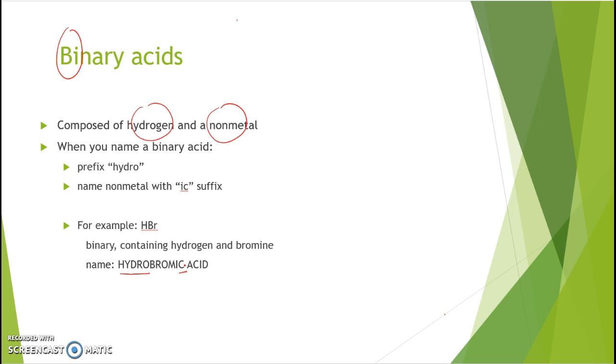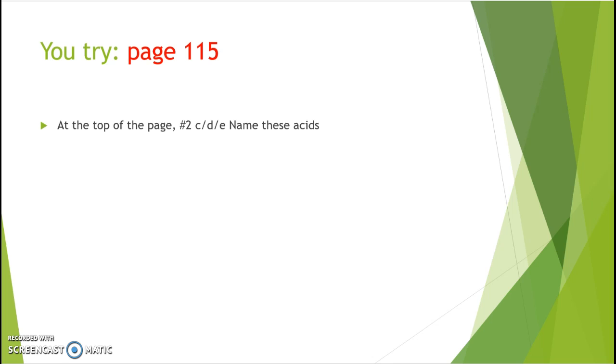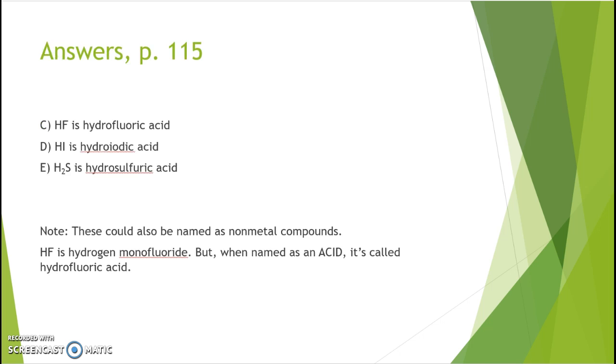Okay, easy enough. So go to page 115 in your books, and at the very top of the page, there's a number 2, and it's a C, D, and an E. Name those acids. Hit pause, because the next slide has the answers. All right, so check your answers. For C, you should have had hydrofluoric acid. For D, hydroiodic acid. And for E, hydrosulfuric acid. Remember, sulfur is one of those weird ones where you don't drop the UR before you add the suffix.